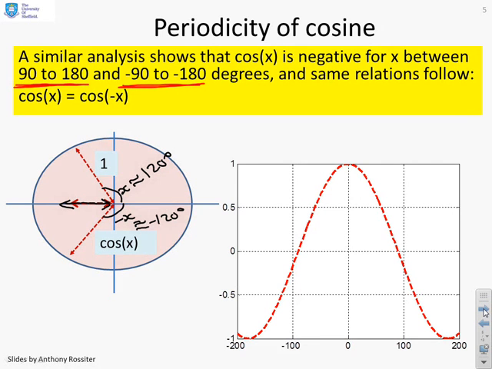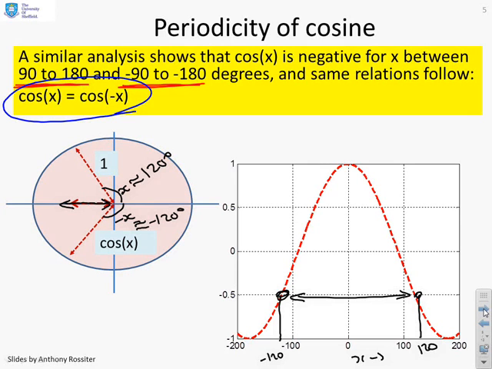I could work out what that is. I'm not going to worry too much about the fine details at the moment, but clearly you can see if I take 120 degrees, which is somewhere about here, and I take minus 120 degrees, which is somewhere about here, so this is the x-axis, what do you notice? These two have got the same value. And so we end up with the same formula that we had before, that cos x equals cos of minus x.